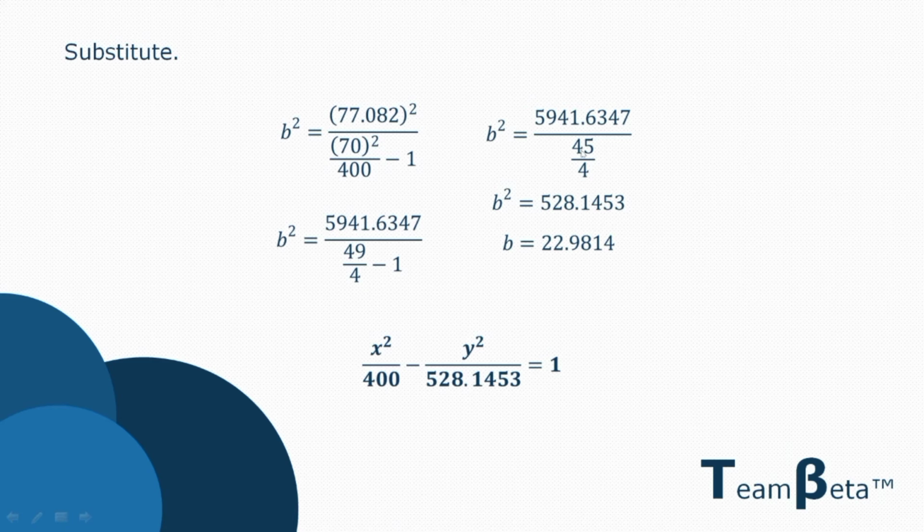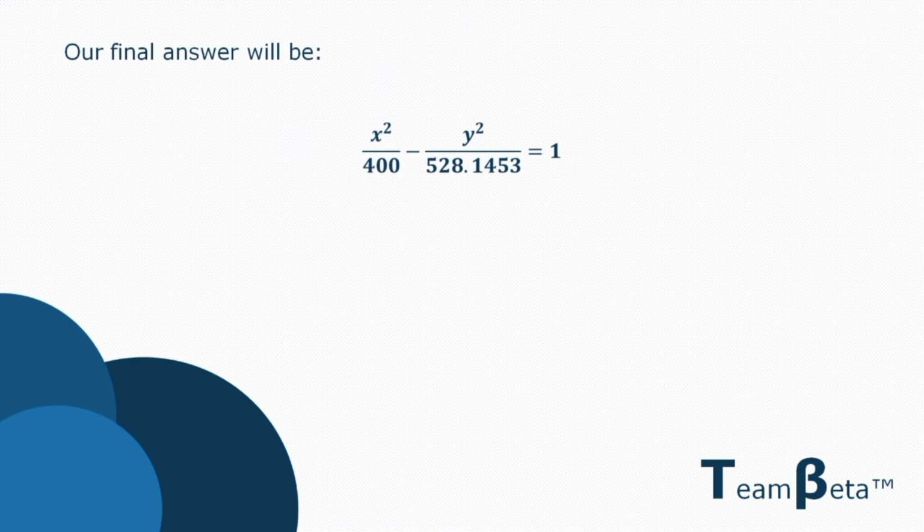Then we solve for 5,941.6347 times 4 over 45. B squared is equal to 528.1453. I've already rounded the original answer to the fourth decimal place. So, the answer will be x squared over 400 minus y squared over 528.1453 equals 1.